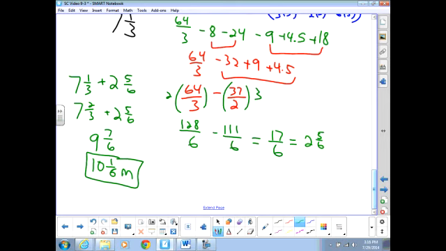So in reality, what we did is we first walked 7 1/3 meters to the left. Then we walked back 2 5/6 meters to the right. In the end, we saw in the first part that we ended up 4.5 meters to the left.